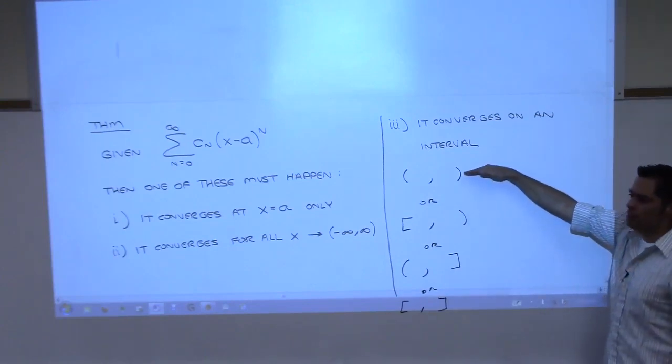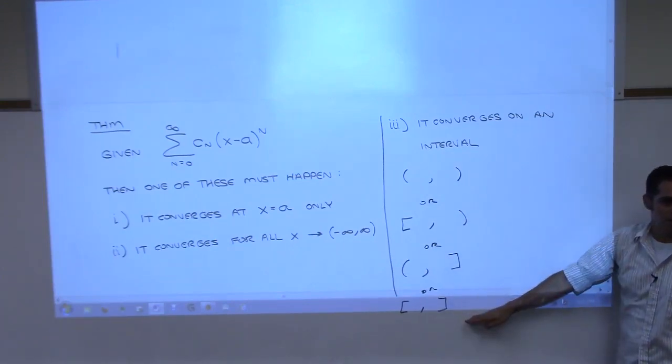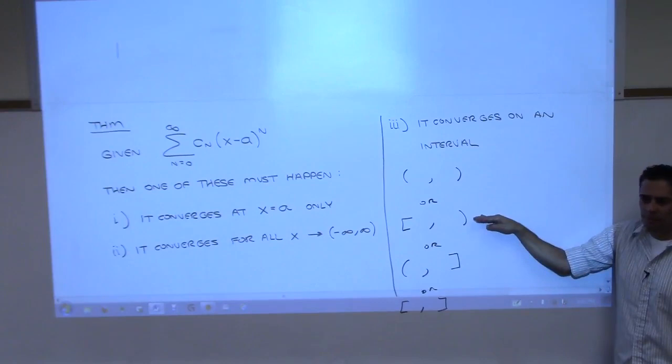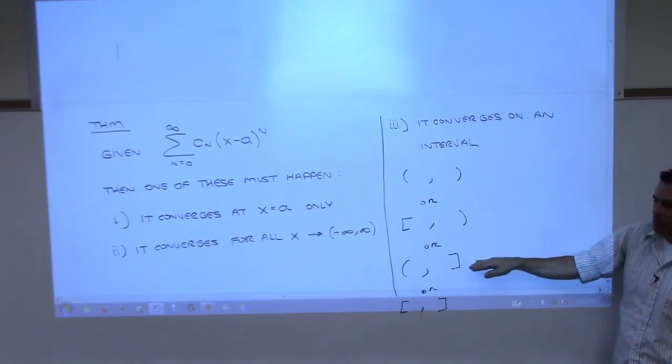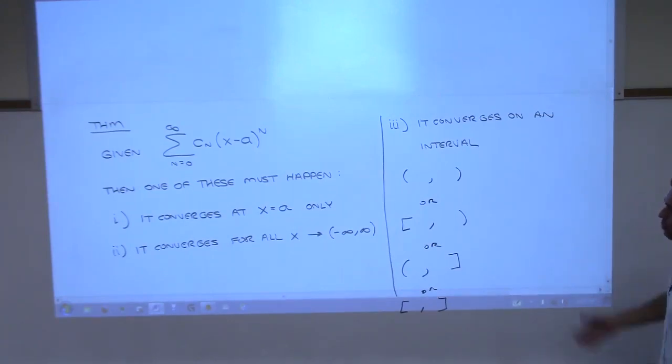This is called an open interval. This is called a closed interval. These two are called half open or half closed. You can say it both ways. This is a half open interval or a half closed. This is half open, half closed. It doesn't matter how you say that. But we can have one of those four possibilities.